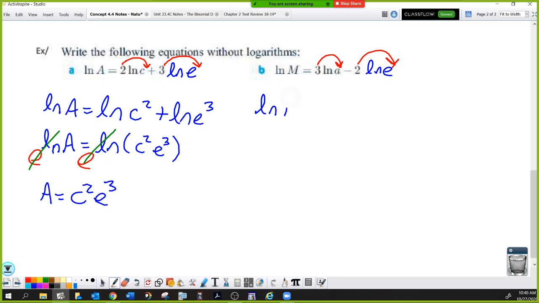The ln of m, what's that? M is drunk. The ln of m, come on, catch up. You can do it. Come on.